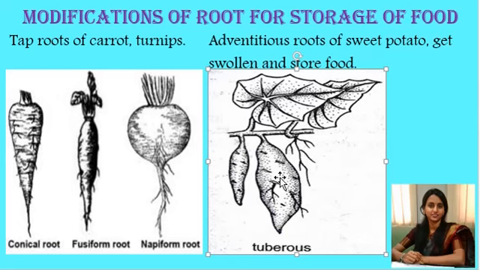Another point you need to remember here is that the sweet potato, due to accumulation of food material, does not have any definite shape. Whereas in case of carrot, radish, turnip and beetroot, they assume a definite shape. So, in case of carrot, radish and beetroot, the roots are the edible part, whereas in case of sweet potato, the roots are also the edible part.